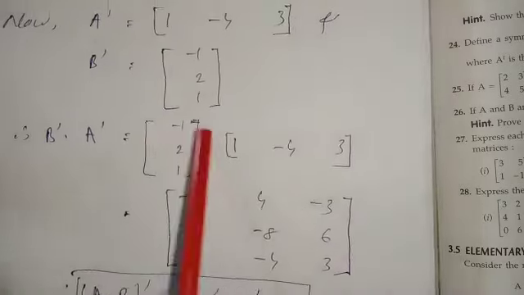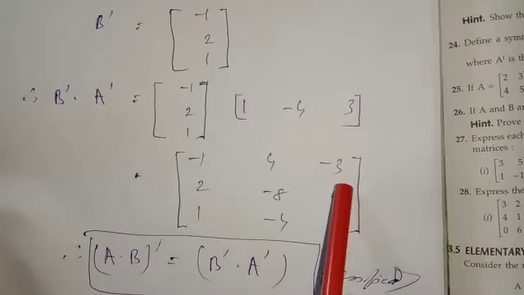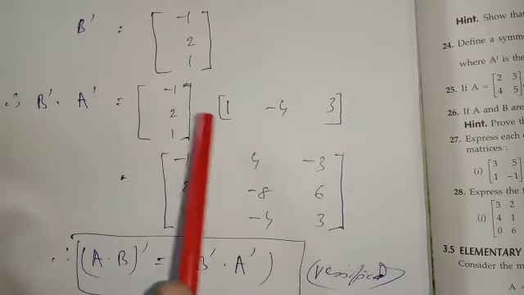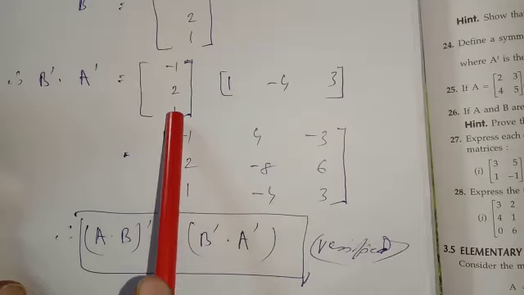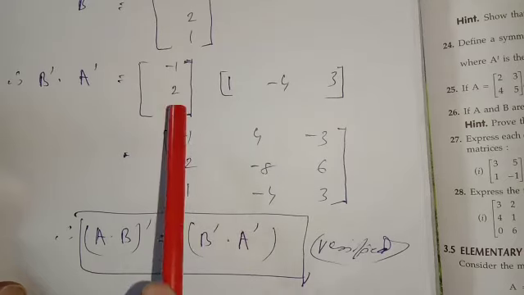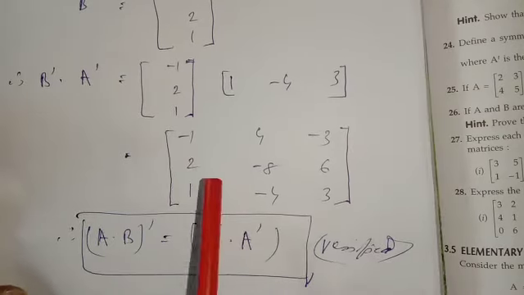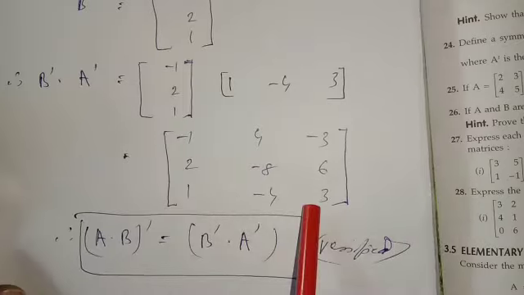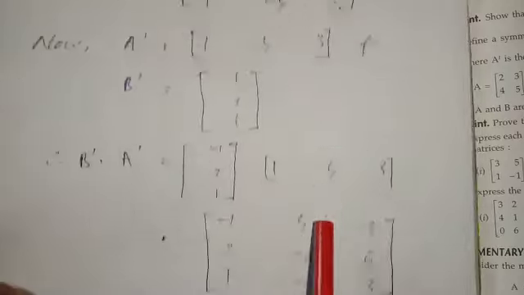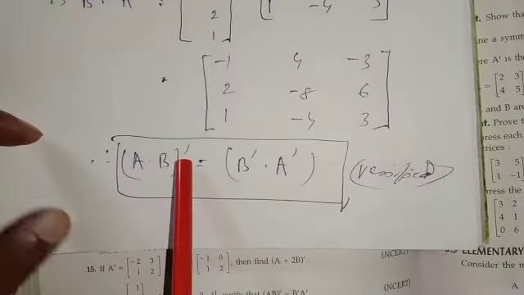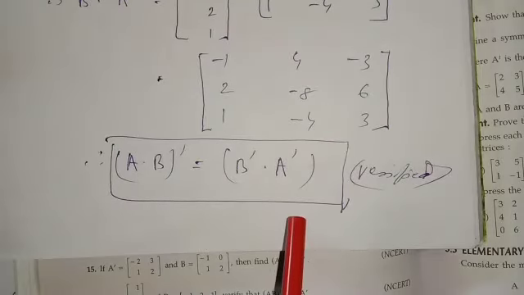Same process, first row with first column: minus 1 into 1 is minus 1, minus 1 into minus 4 is 4, minus 1 into 3 is minus 3. Next, second row with first column: 2 into 1 is 2, 2 into minus 4 is minus 8, 2 into 3 is 6. Next, third row with first column: 1 into 1 is 1, 1 into minus 4 is minus 4, 1 into 3 is 3. Now you see, B dash into A dash equals this, and (AB) whole transpose, you get this. Both are equal, coming or not? Therefore, finally (AB) whole transpose is equal to B transpose into A transpose. In this way, question number 16 is completed. I hope it is clear for you.